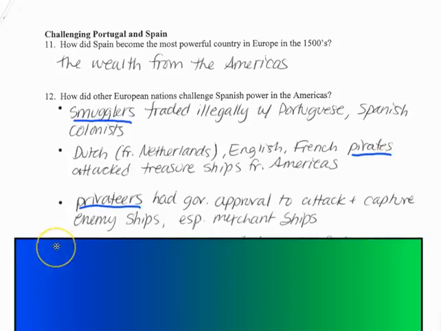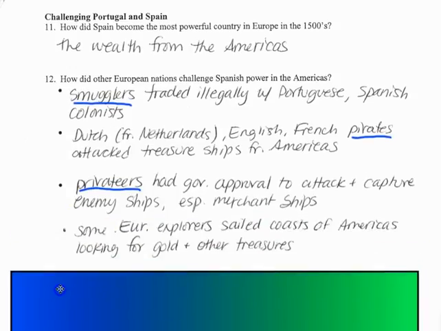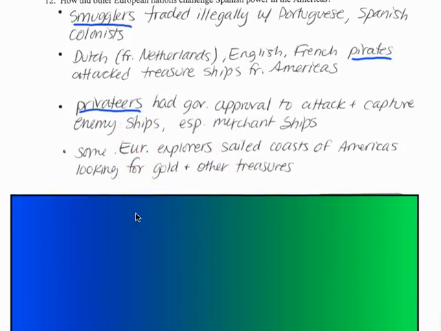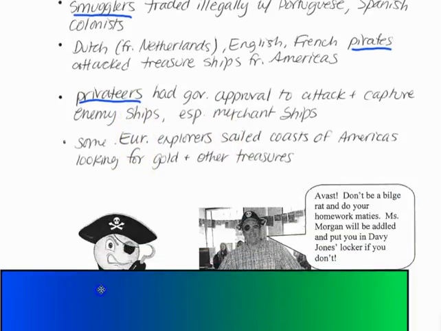And then lastly, I added a bullet. Some people just sailed the coast of the Americas looking for gold themselves. So, these are the key facts of chapter 15, section 2.